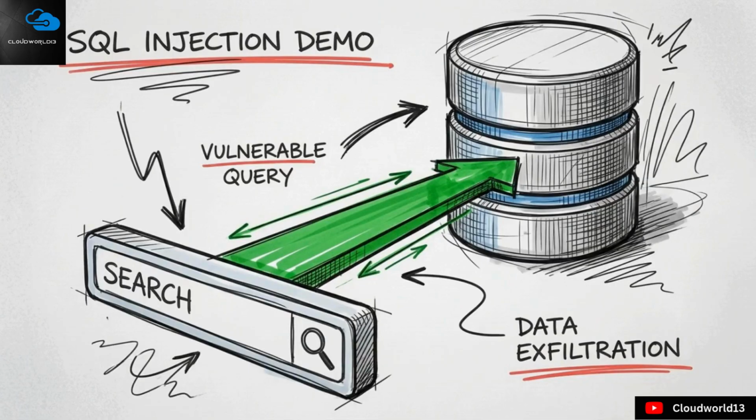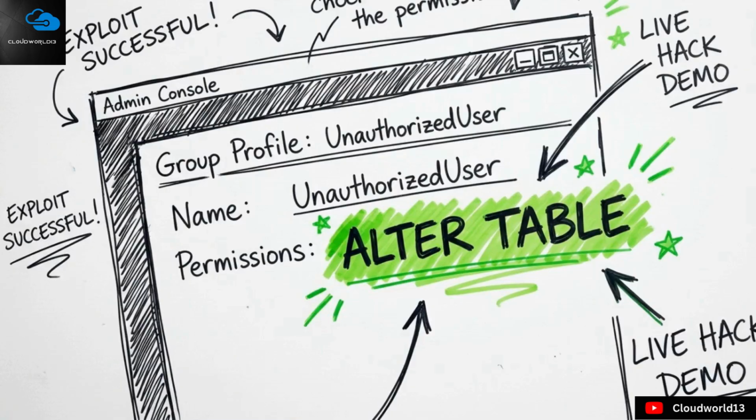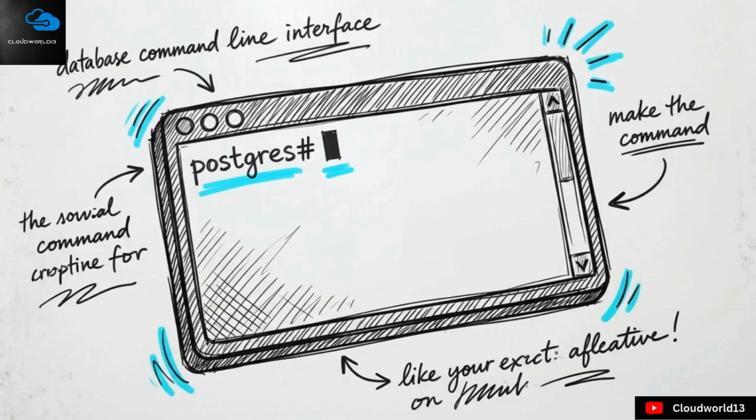By successfully executing a DCL command through an input field, we have shifted from a standard user role to one with structural control. The database now treats the unauthorized group as having the authority to redefine the tables themselves.